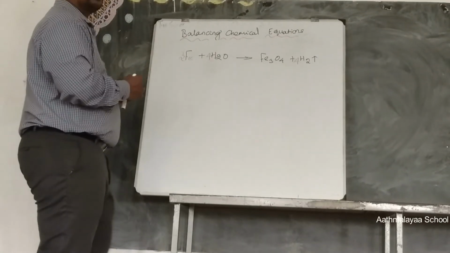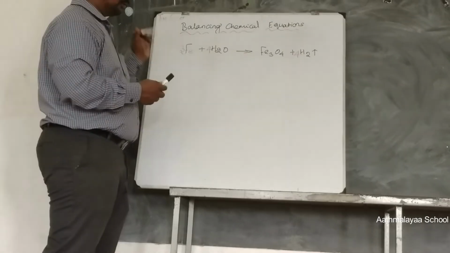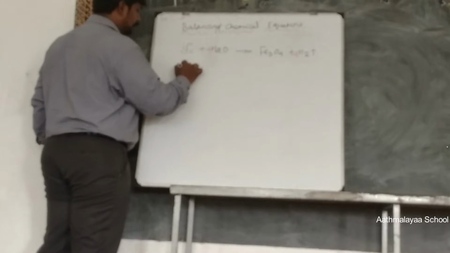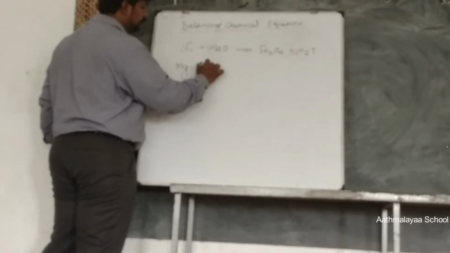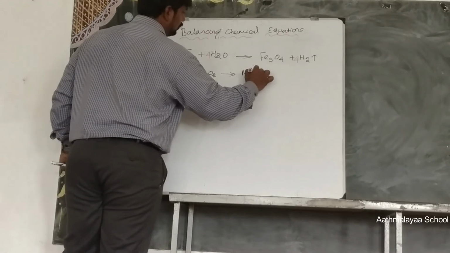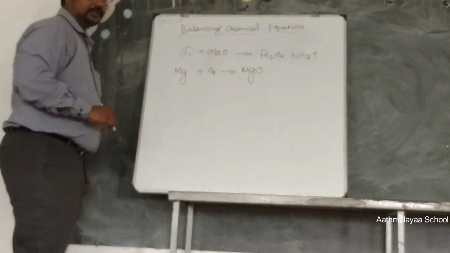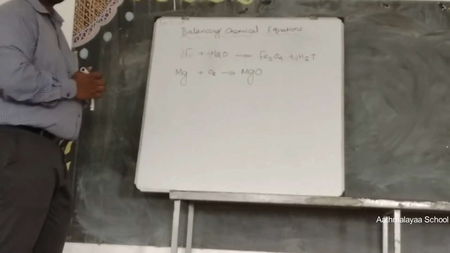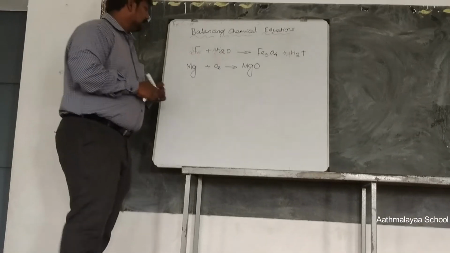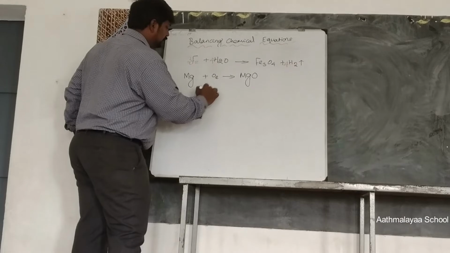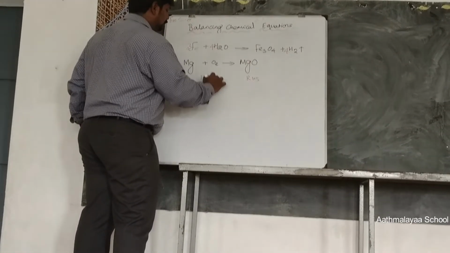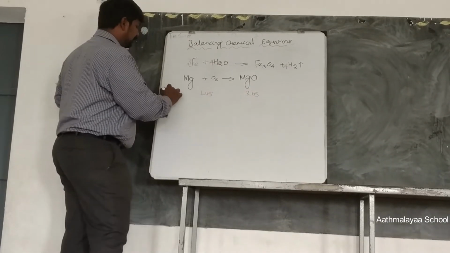Right. Next we can go for some simple equation. This is an example given in your book. Right. So here, this is magnesium plus oxygen gives magnesium oxide. Can you say whether the equation is balanced or not? Can you compare the LHS and RHS here? Yeah. Simply we can write like this. This is RHS. This is LHS. And here, elements.